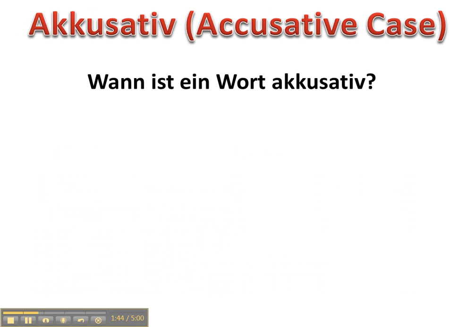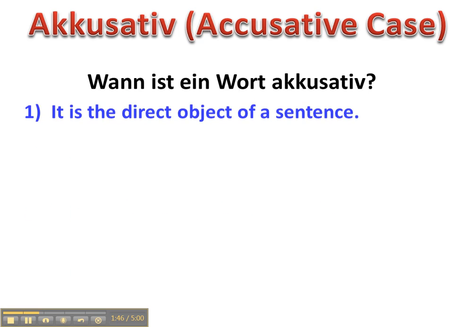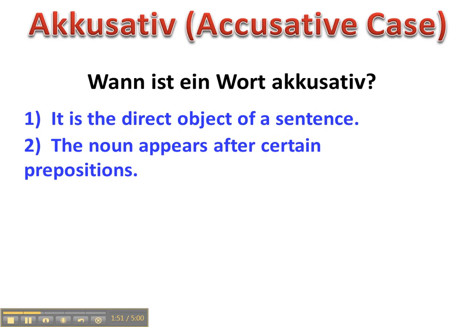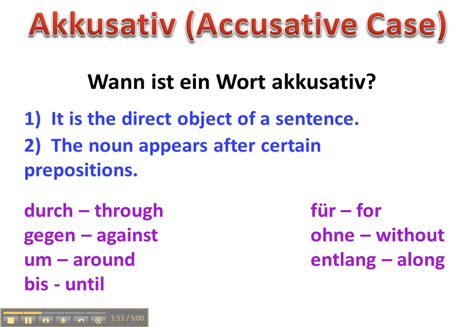What makes a word accusative in German? 1. It's the direct object of a sentence, or it comes after certain prepositions which indicate the accusative case. These are durch, für, gegen, ohne, entlang, und bis.